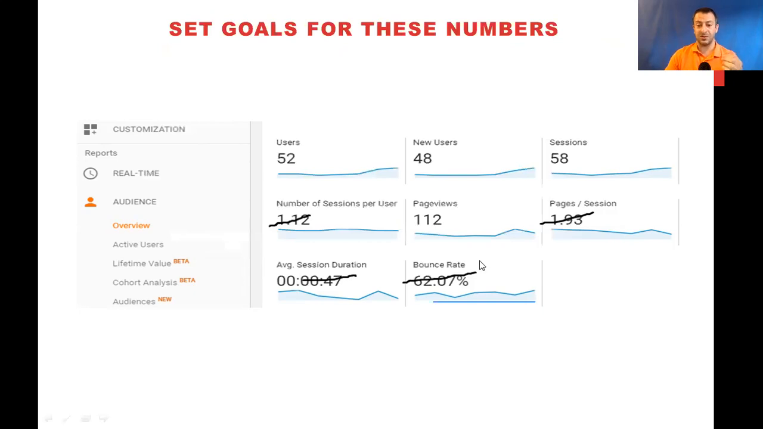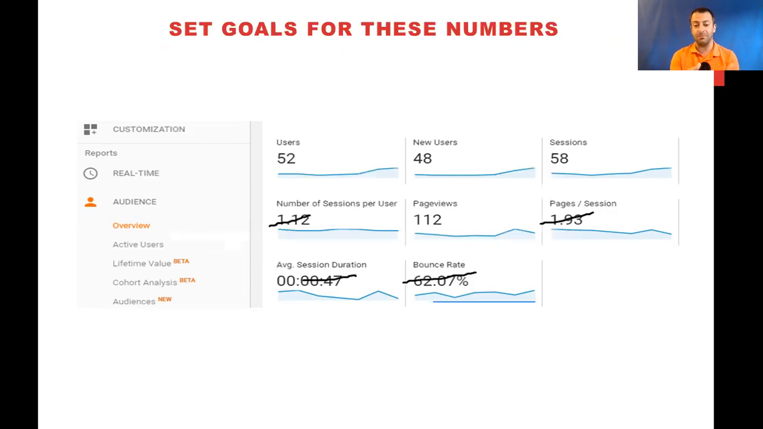And then with the bounce rate, you want to decrease your bounce rate. So again, bounce rate is a percentage of people that left right away. So you want to have fewer people leave your website and you want more people to stay. That means your bounce rate should be lowered.